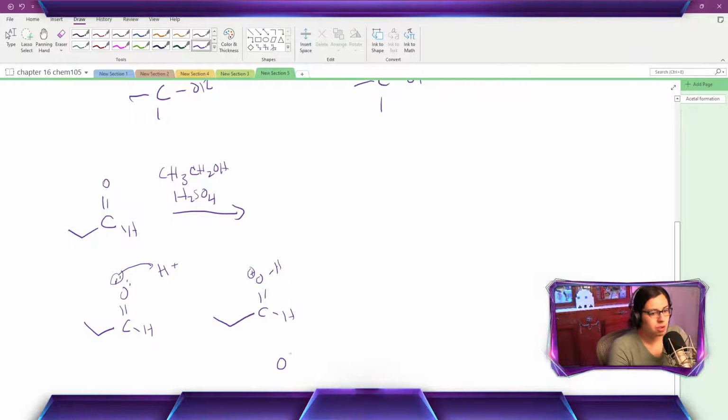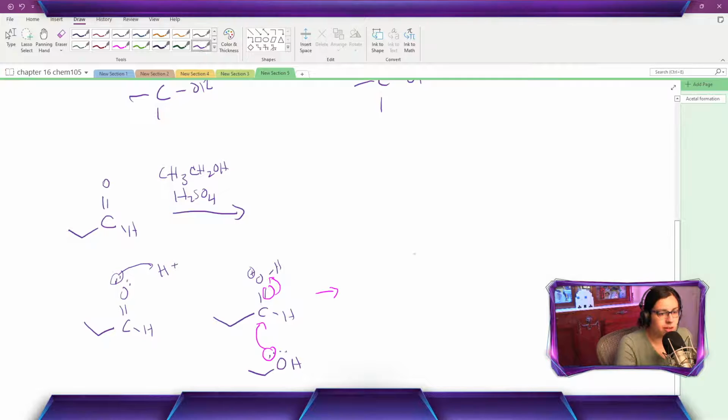Our alcohol now will go and attack. So we have ethanol here. Again, oxygen with its lone pairs. So it's going to go ahead and attack that carbon, because remember, the carbon is electrophilic. These electrons want something nucleophilic, aka something positive. And so they're attracted to this carbon. Now that it's made a bond here, these electrons have to go somewhere. So I push them onto that oxygen.